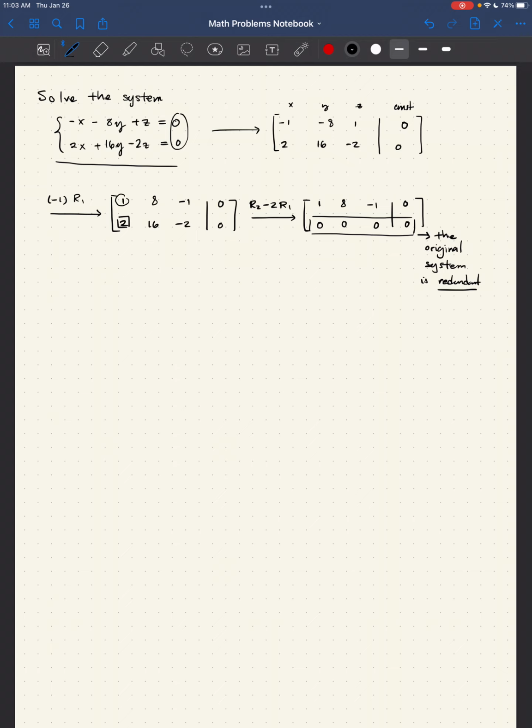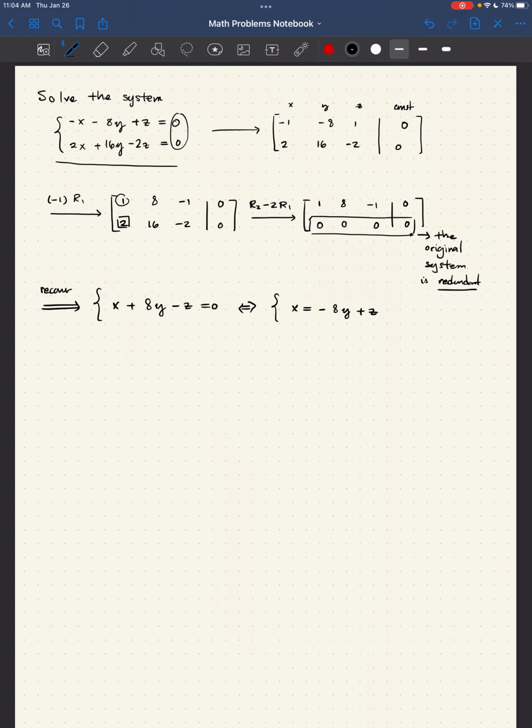So let's go back, right? Let's recover the system, right? Why? Because this row full of zeros indicates that 0 is equal to 0. Well, tell me something new. Okay, so next, we recover it. We have x plus 8y minus z equal to 0. From here, I'm going to make a transformation, and I'm going to write this as x is equal to -8y plus z, right?